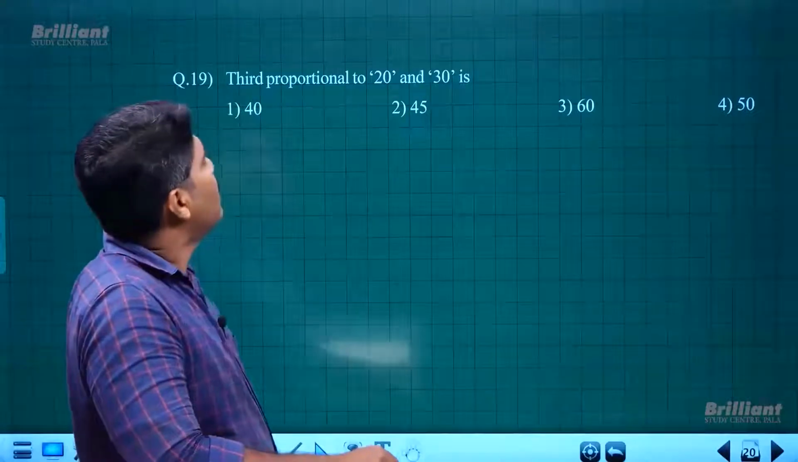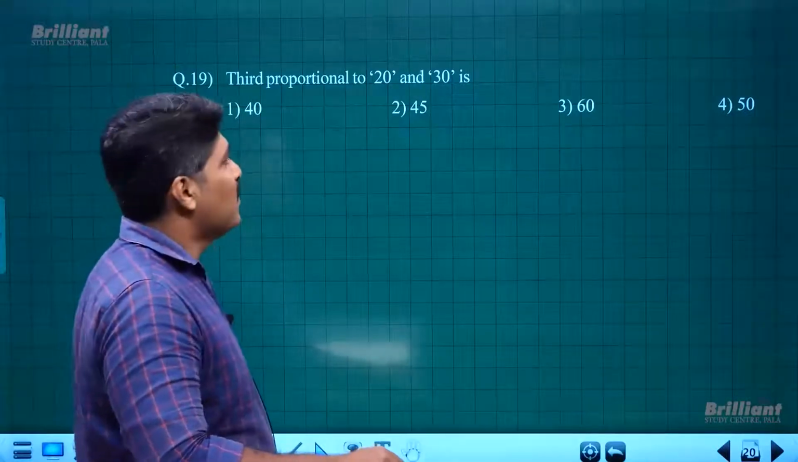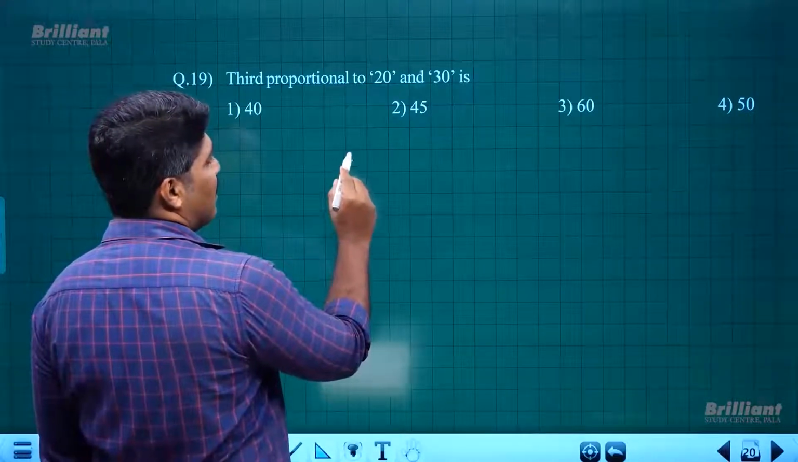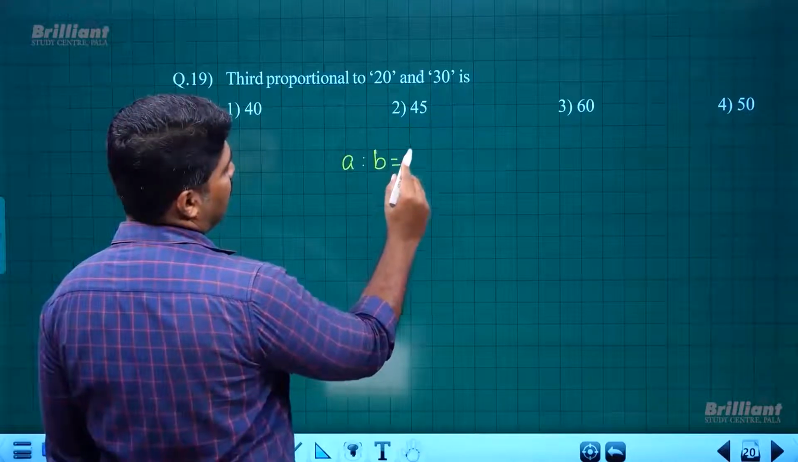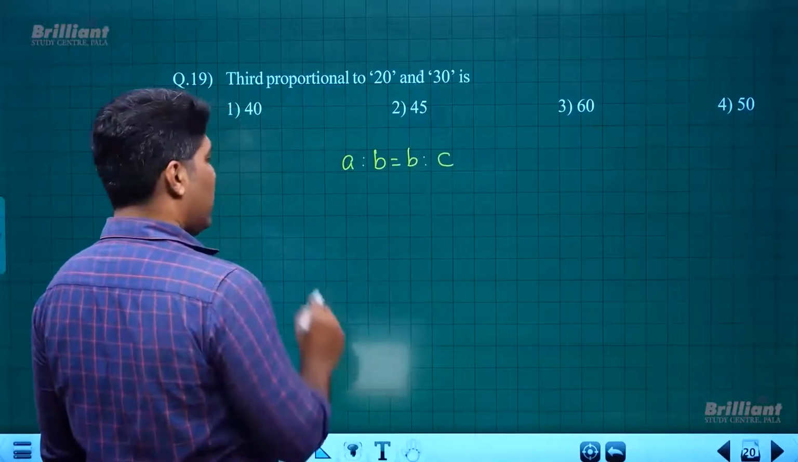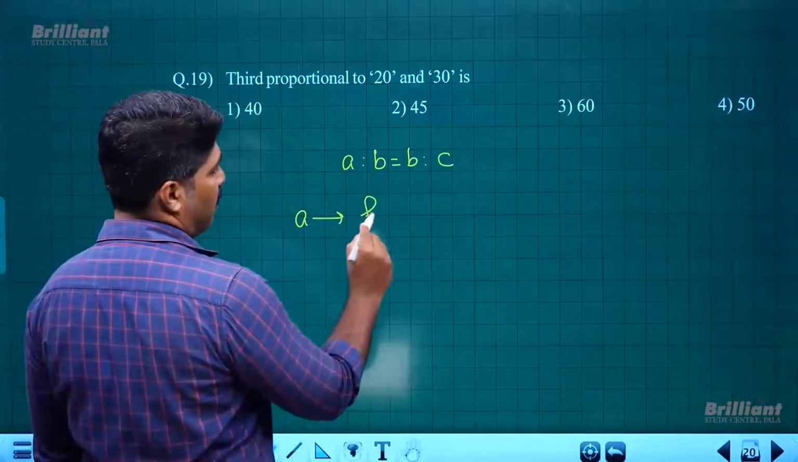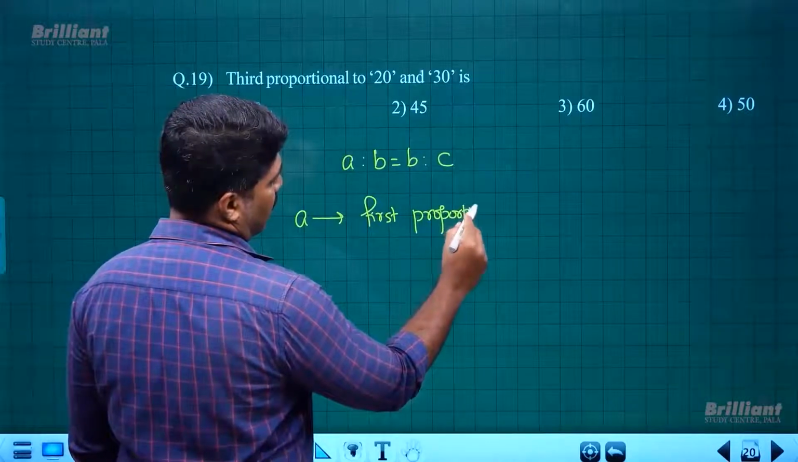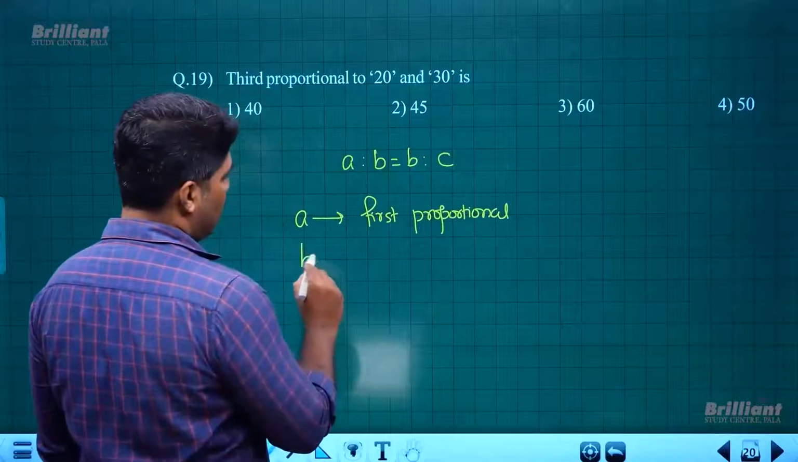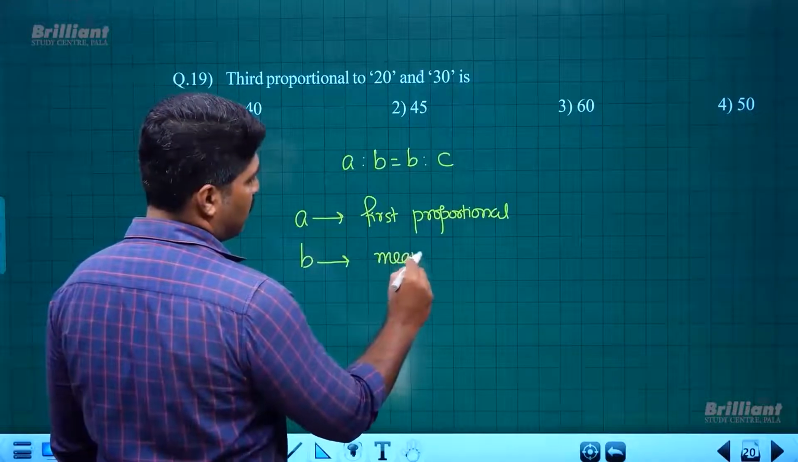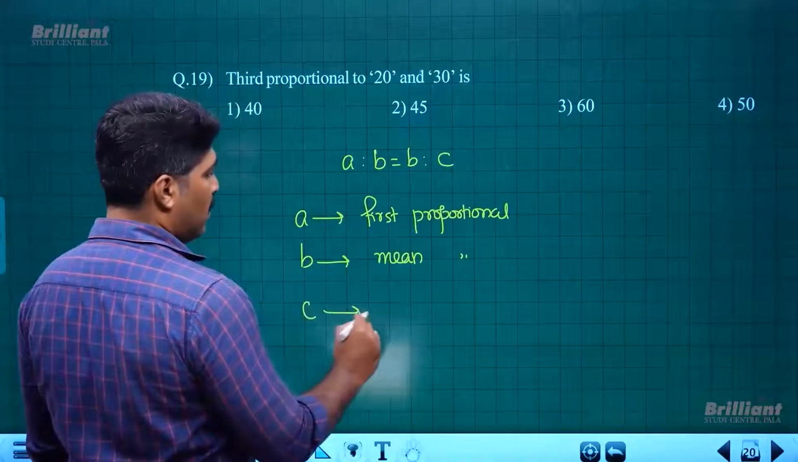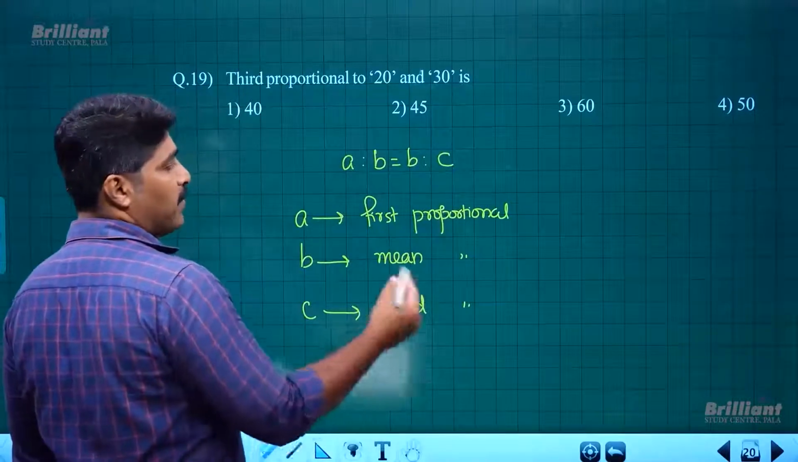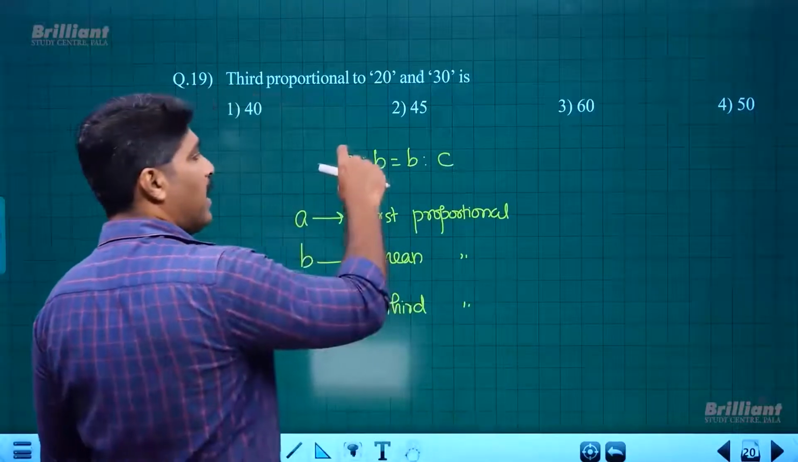As another concept, the third proportional of 20 and 30. So it's again the case of continued proportion. If you need to find out the third proportional, we just consider the concept of continued proportional: A is to B equal to B is to C. So here A is called first proportional, B is called mean proportional, and C is called third proportional.